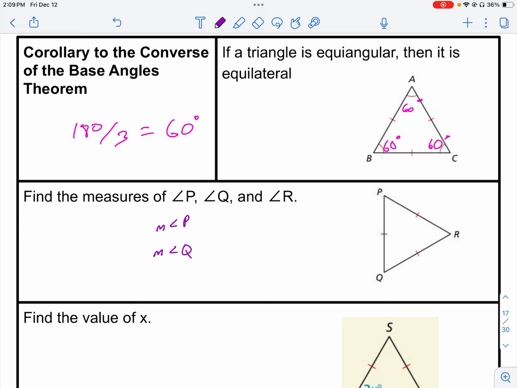Let's find the measures of angle P, angle Q, and angle R. Well, all three sides are congruent, so all three angles are congruent. So we have 180 divided by 3. The measure of each one of these angles is going to be 60 degrees. No way around it. But we like it because it makes it easy for us.